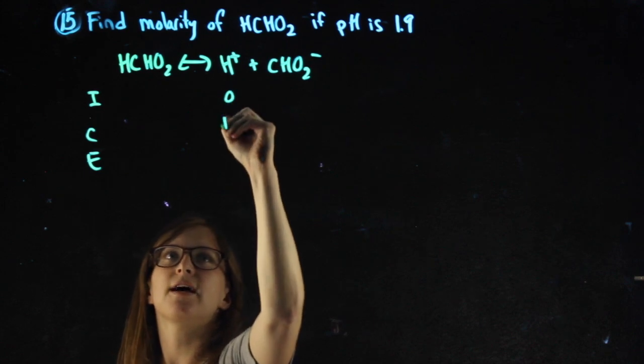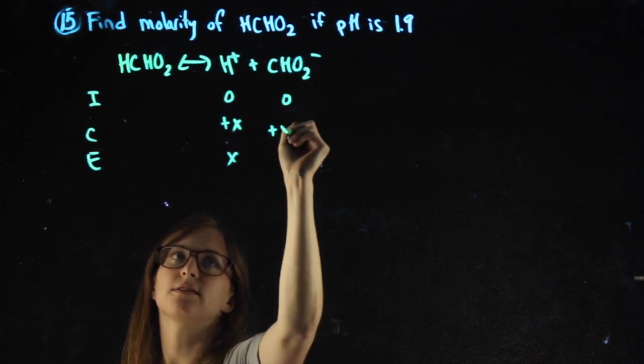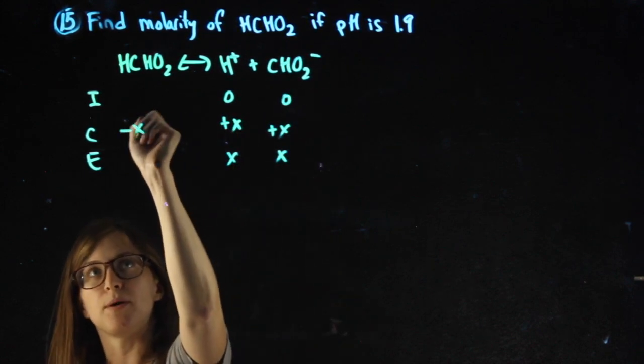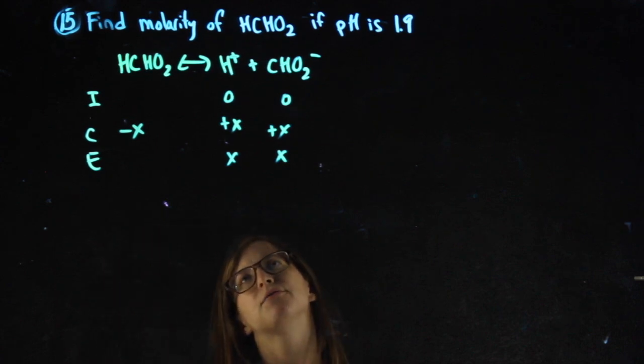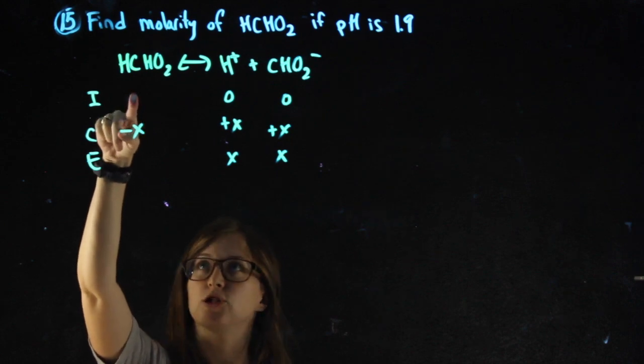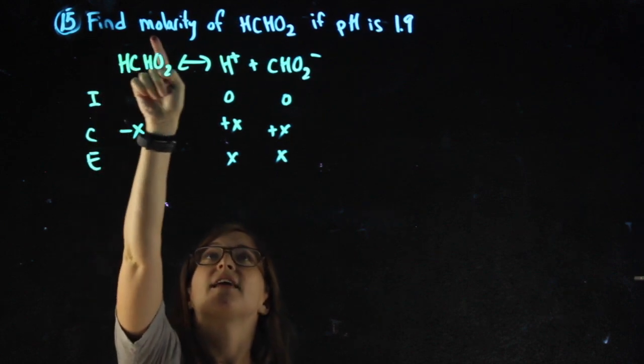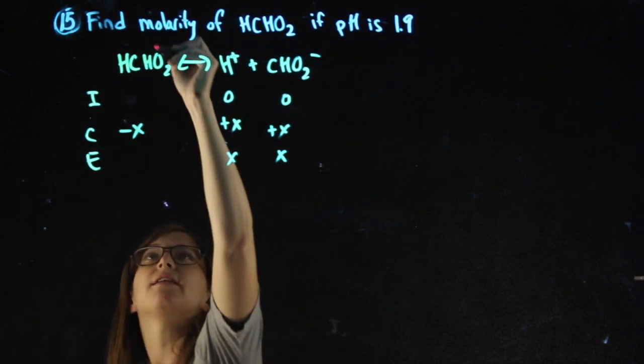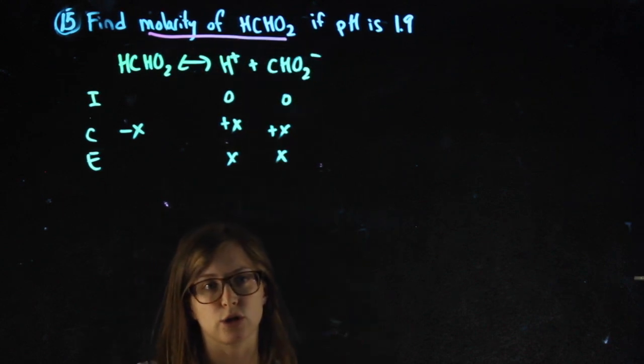My ICE chart, this side is 0 plus X. This side will be minus X. And then I slow down and realize I don't have a value for here. I don't have a molarity of HCHO2. In fact, that's what I'm looking for. I want to find the molarity of HCHO2.